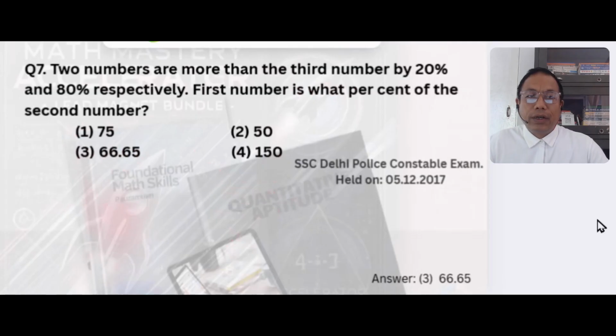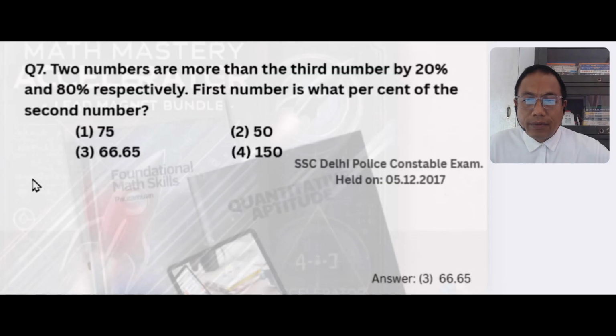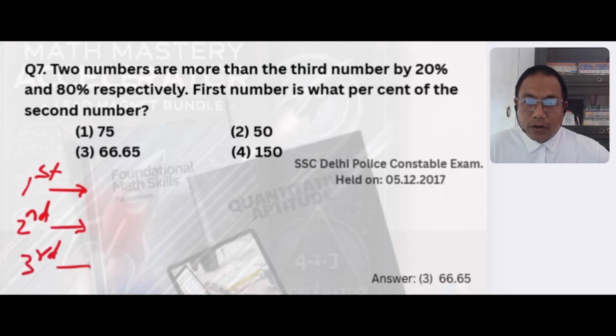Let's move to question number 7. Two numbers are more than the third number by 20% and 80%. First number, second number, third number. Comparison is done from the third number. Therefore, take third number equal to 100. 20% more means 100 plus 20. 120 is the first number.